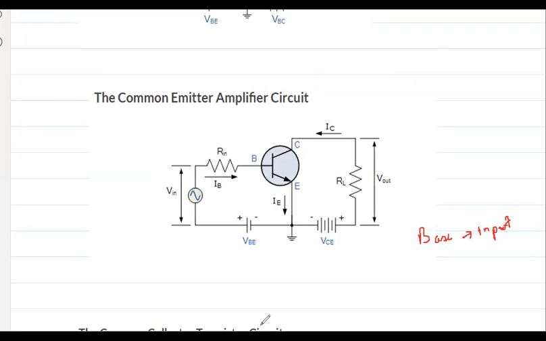right? And we know that this base current is very less. Base current and base voltage is very less. And we want amplification, okay? And think about it. If base voltage and base current is input, output is always collector. So here I can say that in case of common emitter as well as in case of common base, output is collector.